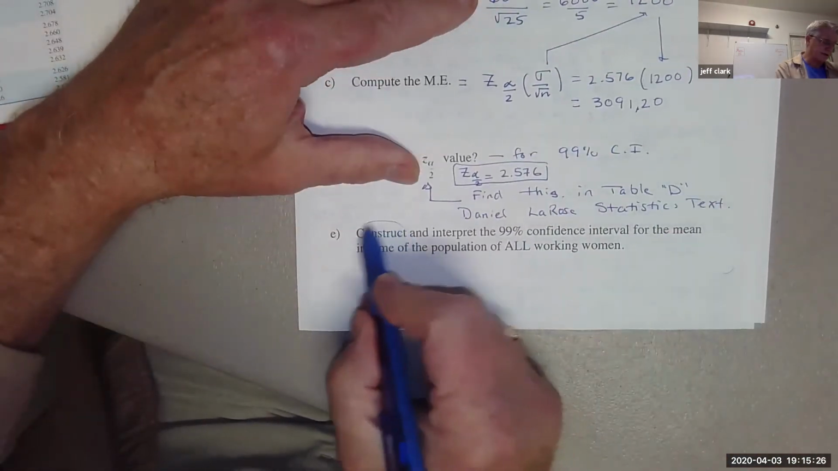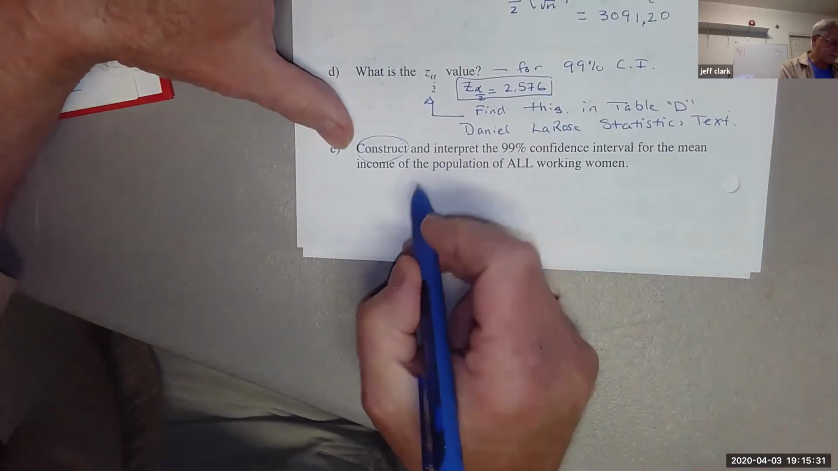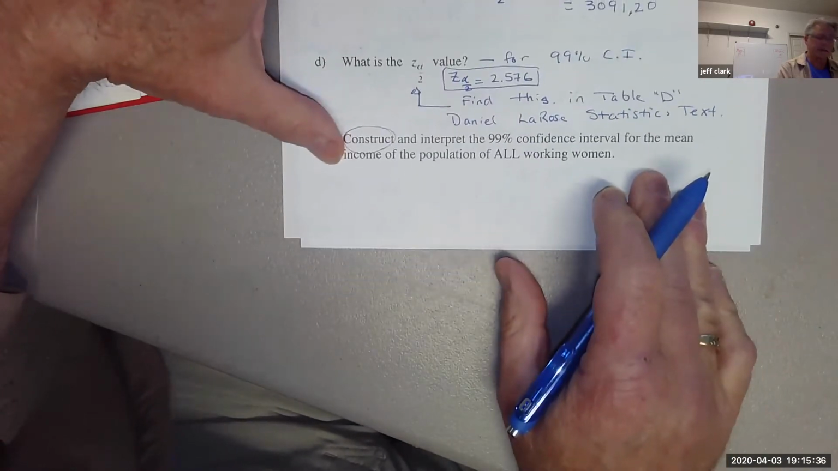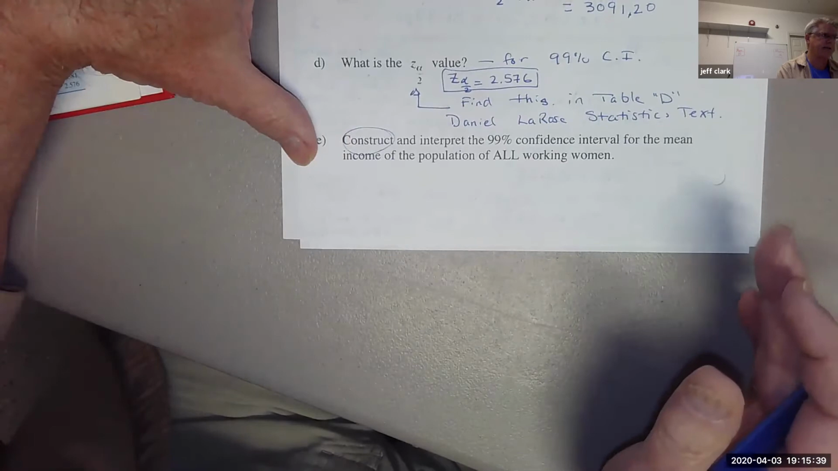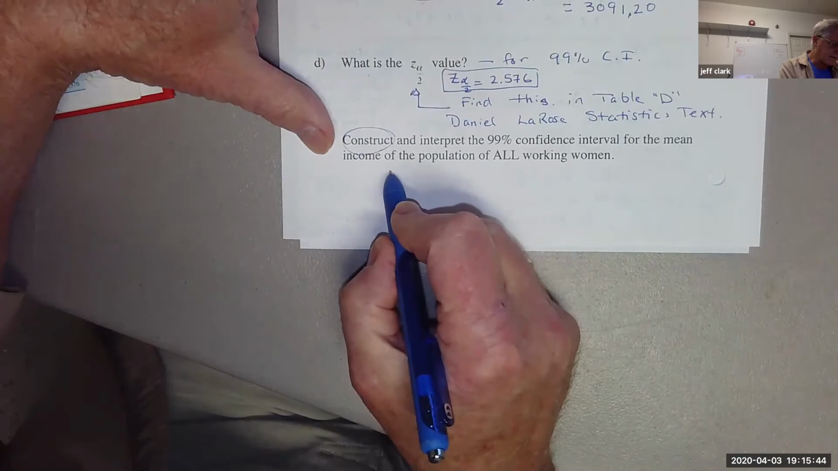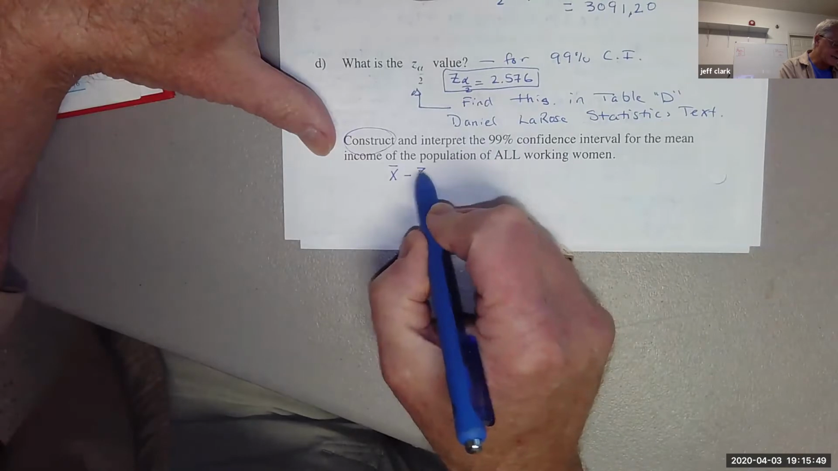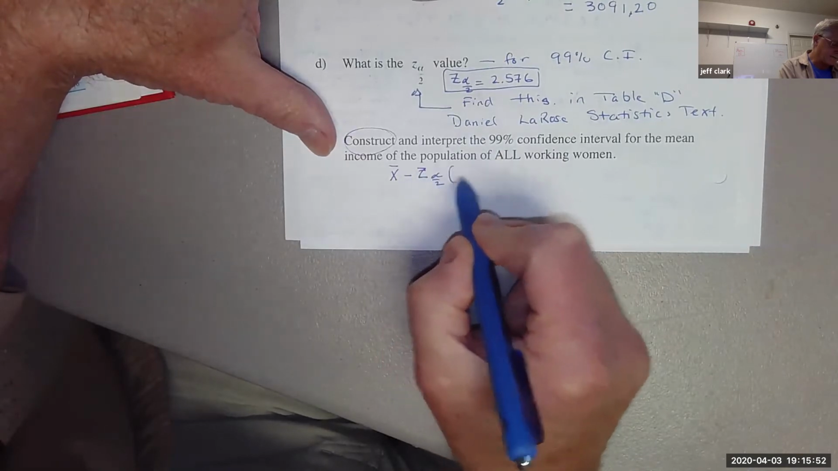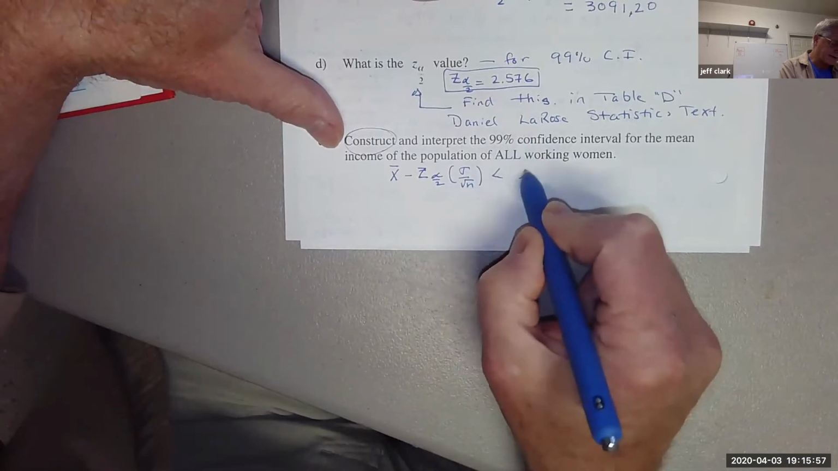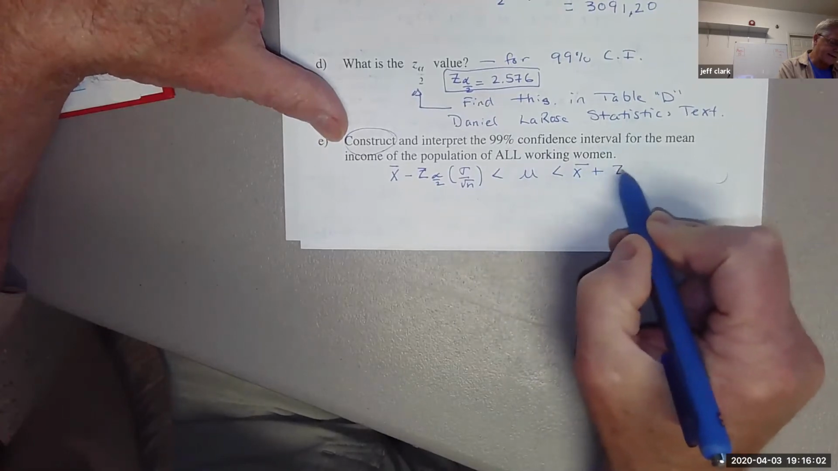Because when it says construct, and when you take a look at the textbook, you want to construct this so you get an idea, and then we'll use the calculator to grind out the answers using the technology. There's a nice little feature. To construct it, I'm reminding you that it's x bar subtract z sub alpha divided by 2 times sigma divided by square root of n, less than the true population mean, and then we're adding it to the back side.